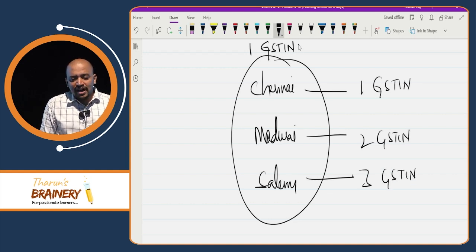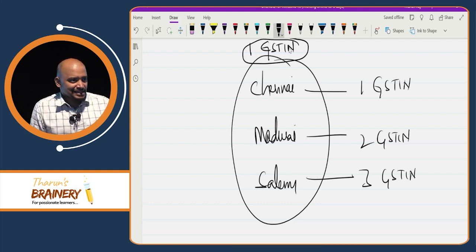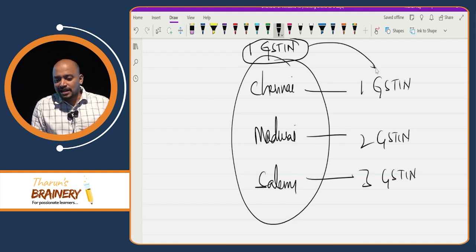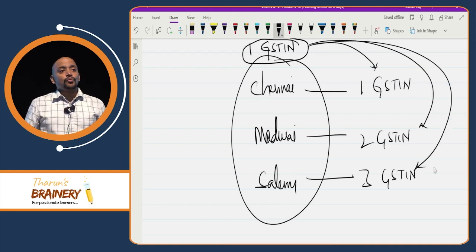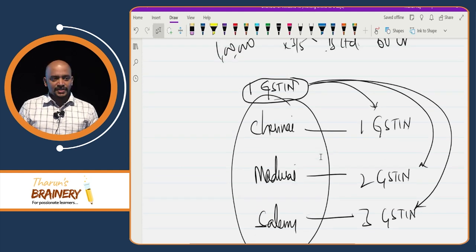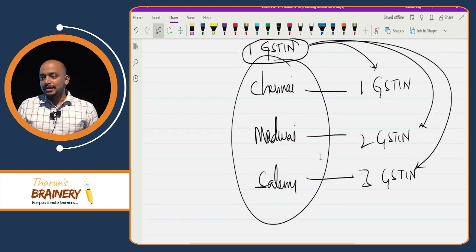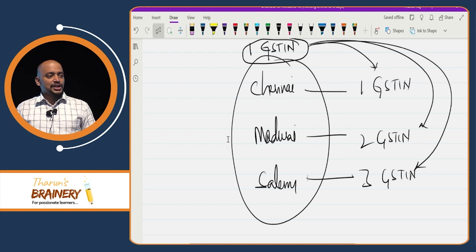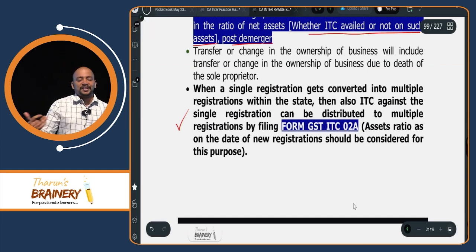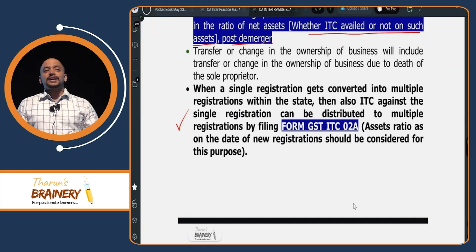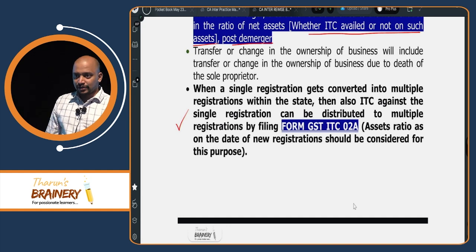Now so far I was having only one GSTIN and I was having this ITC under this GSTIN. Now that ITC needs to be shifted to these 3 registrations. In what ratio will the ITC be transferred? Again, assets ratio: the assets ratio of Chennai, Madurai and Salem. In that ratio, I need to distribute. For this, the form will be different, ITC-2. And here we don't need CA/CMA certification. Okay?